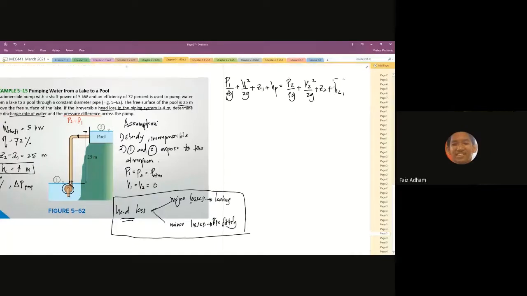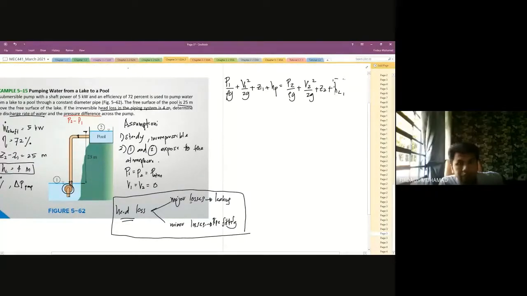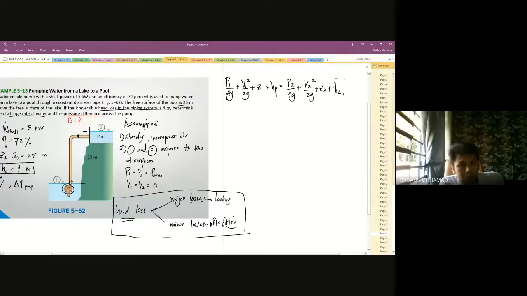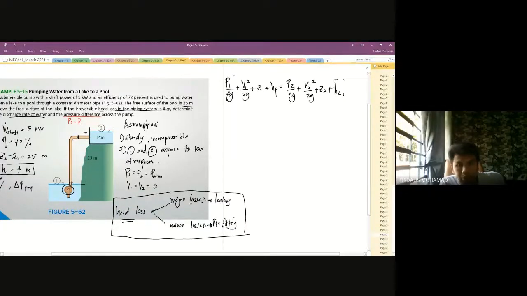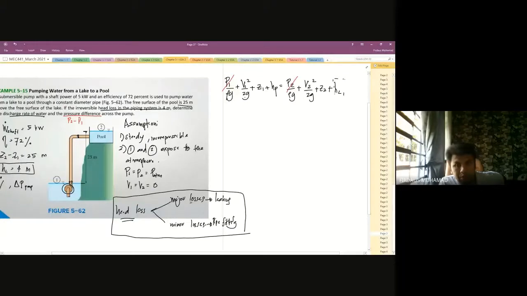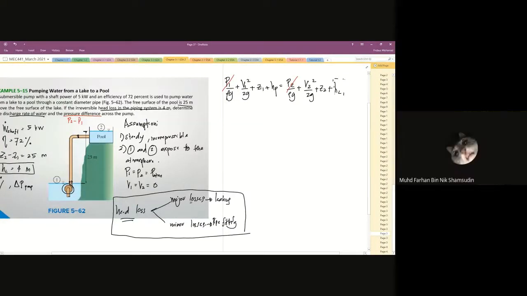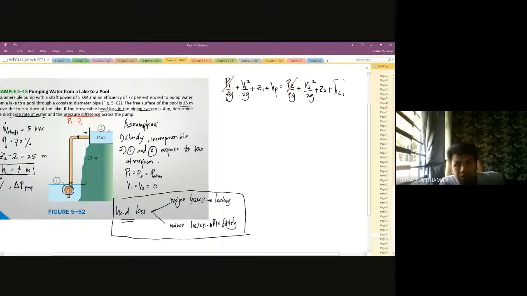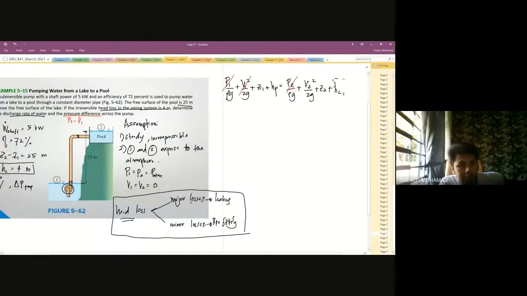Boleh je. P1 dan P2 dua-dua exposed to the atmosphere, so P1 sama dengan P2. V1 boleh potong tak? V1 surface ni very low velocity, dia sangat small. Okay, so kita assume velocity kosong. V2 pun sama, dia tak tertutup.